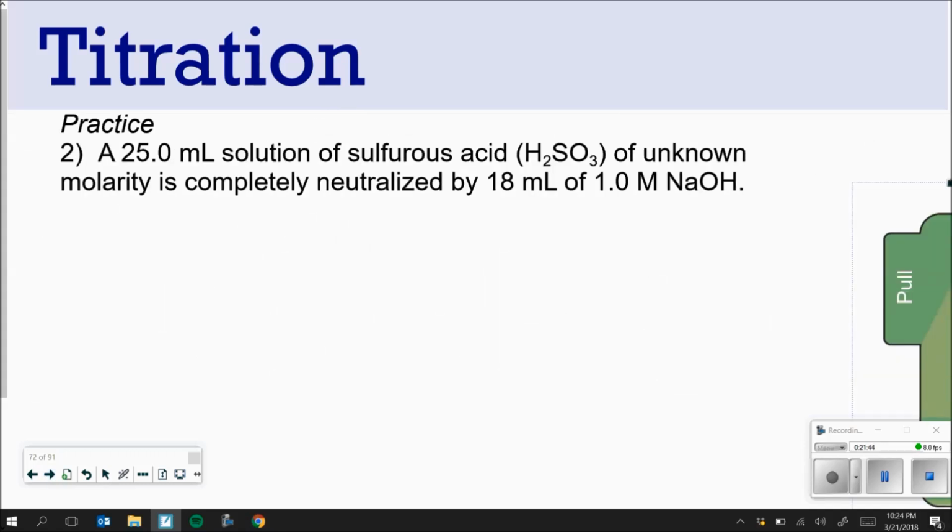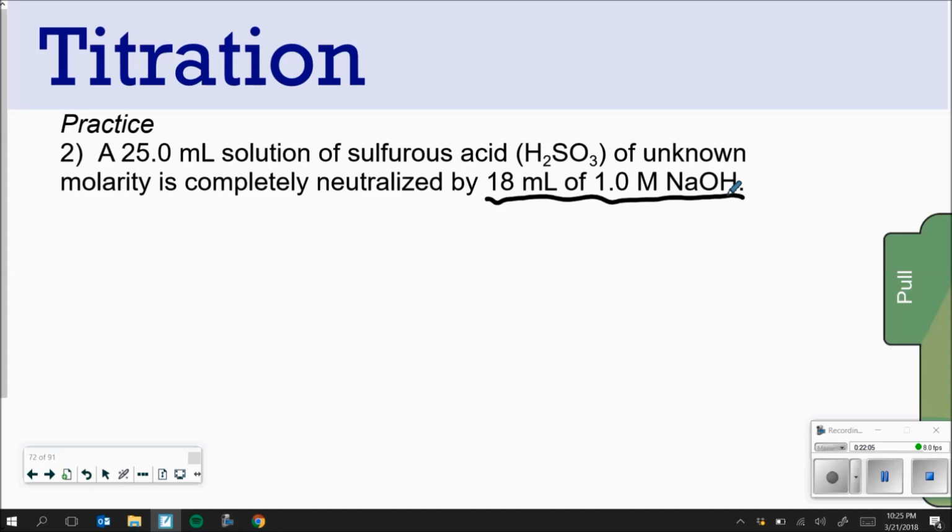Let's do one more example of this. We've got a 25 milliliter solution of sulfurous acid, a weak acid, of unknown molarity, and it's completely neutralized by 18 milliliters of 1.0 molar sodium hydroxide. This is going to be my titrant. I know everything about it, and that's what's going to be neutralizing my acid.